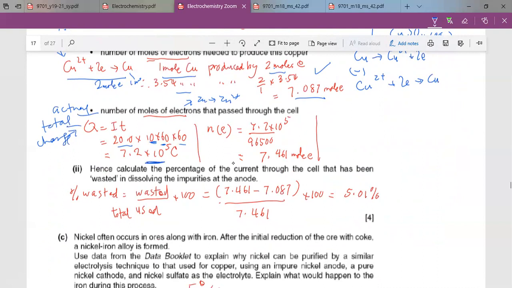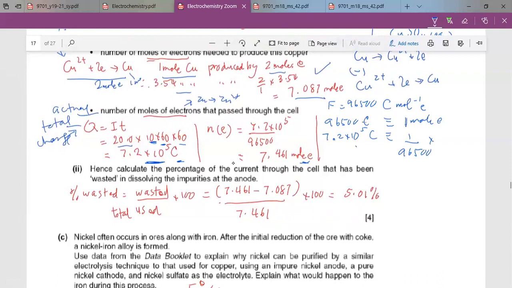Remember again, I told you, to change to the number of moles of electrons, use the Faraday constant, 96500 coulombs per mole of electrons. Very useful, isn't it? So remember, 96500 coulombs is equivalent to 1 mole of electrons. So here, we have 7.2 times 10 to the power of 5 coulombs, how many moles of electrons? So 1 over 96500 times.